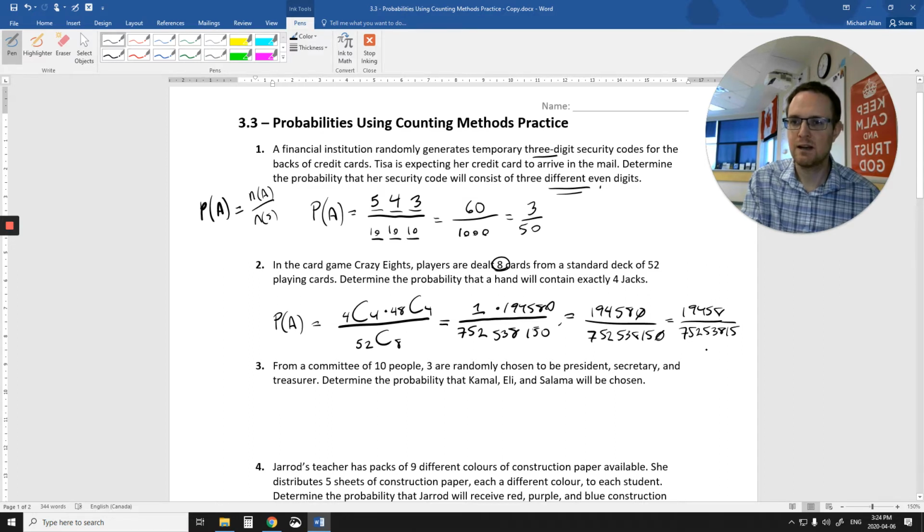Okay. Maybe you can reduce this down more. Doesn't look like I could divide them both by 2. The bottom one is not even. Because I can't divide by 2, I can't divide by 4, 8. I can't divide by any even number. Can't divide the top by 5. Right? That might be the lowest this goes. Okay.